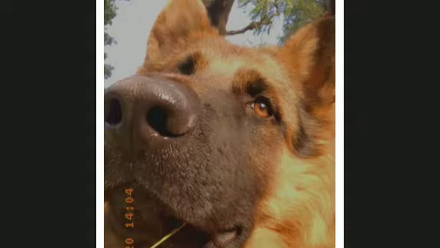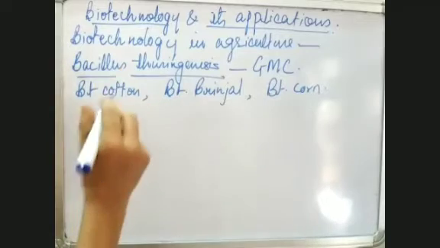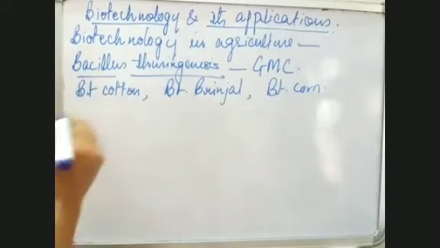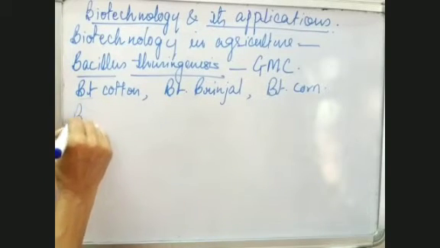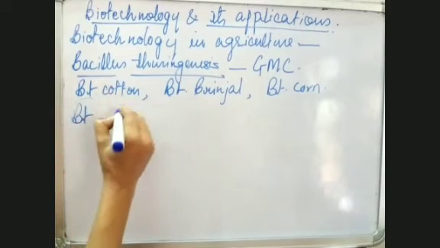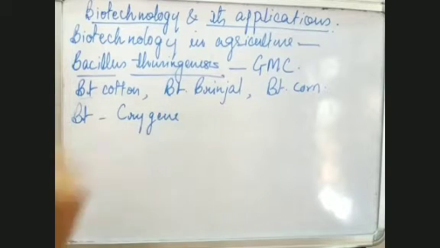Now, what is the specific property? Why was Bacillus thuringiensis used in the field of agriculture? This Bacillus thuringiensis has a gene in it. I'll use the short form BT for Bacillus thuringiensis. BT has a gene in it, and that gene is known as the cry gene. We call it cry gene because it produces the crystal protein, which is cry protein.